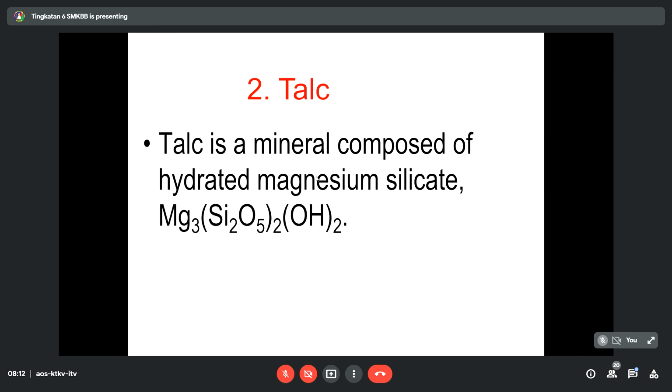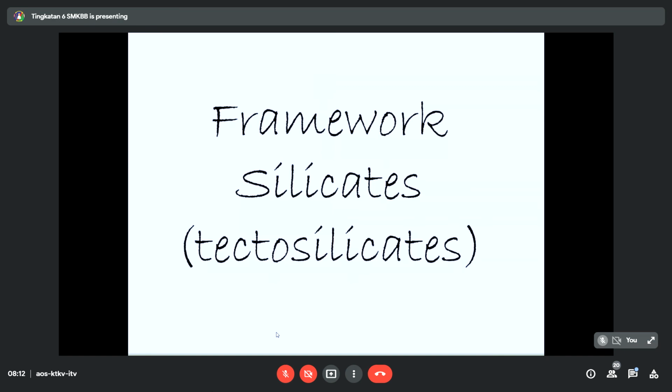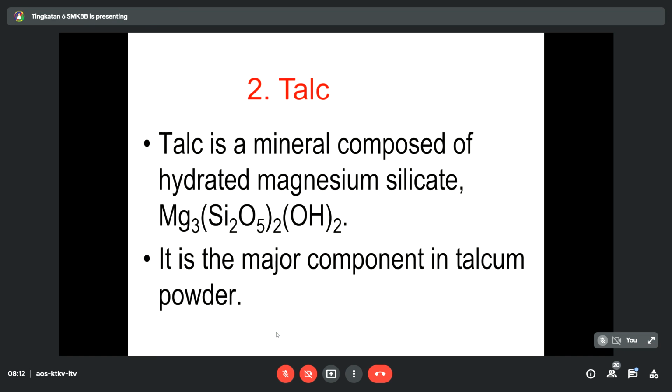Talc is a mineral composed of hydrated magnesium silicate, containing magnesium silicate. The major component in talcum powder. Okay, bedak. So that is sheet silicate. So imagine talcum powder is of course ground from rock. So that type of rock actually consists of sheet silicates.